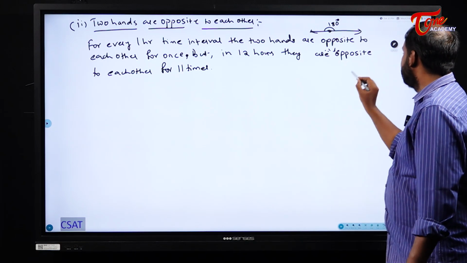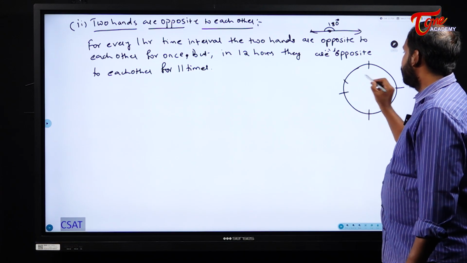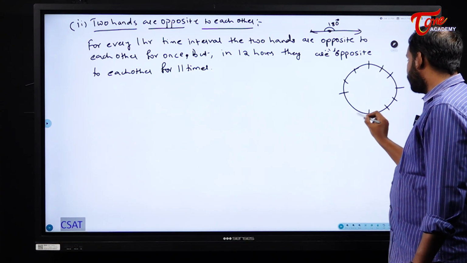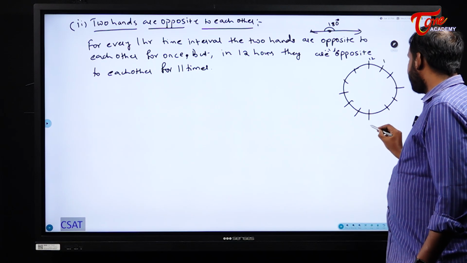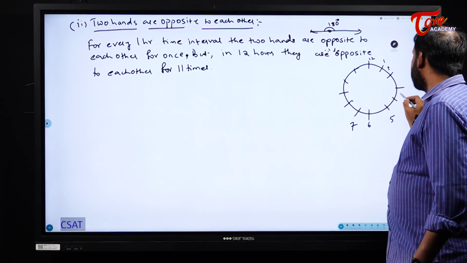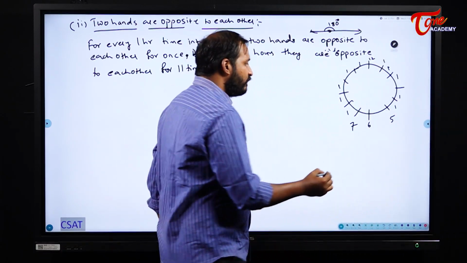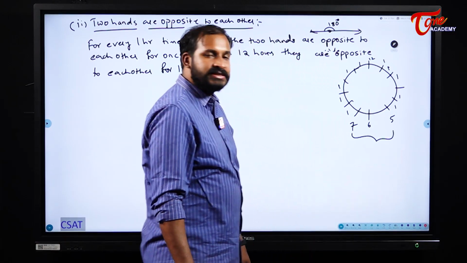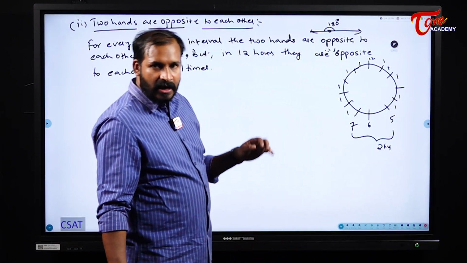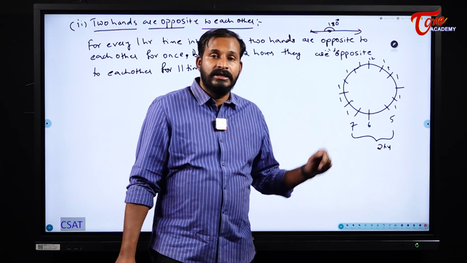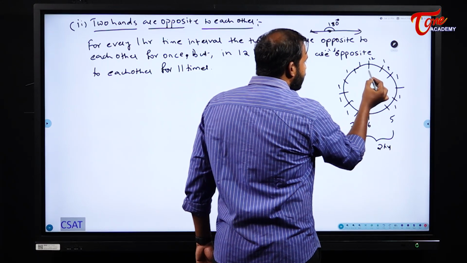Now, what happens in this case? See here students, I told you every 1 hour this will happen once, but in 12 hours this thing is happening only 11 times. What is the reason behind that? This phenomenon usually occurs once in every time interval, but when it comes to the time interval between 5 and 7, what is the time difference between 5 and 7? 2 hours. Generally, this opposite case should occur twice between 5 and 7. But we will have a common straight line point that is exactly at 6 o'clock.